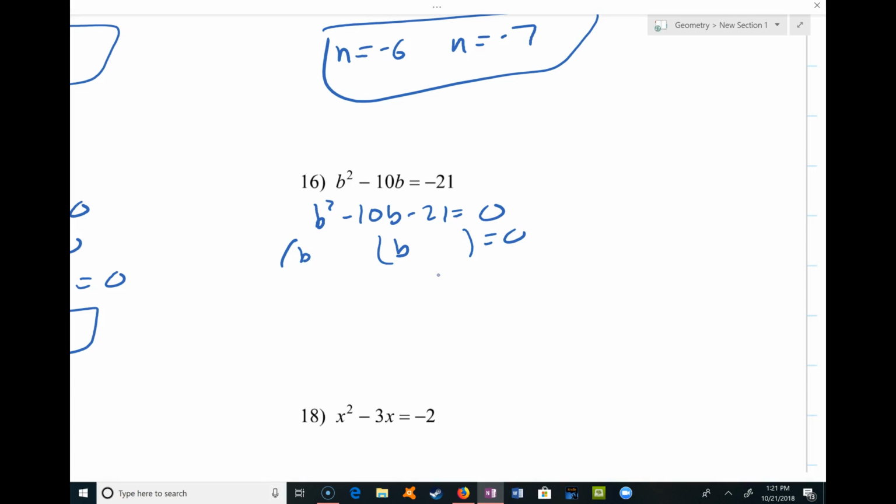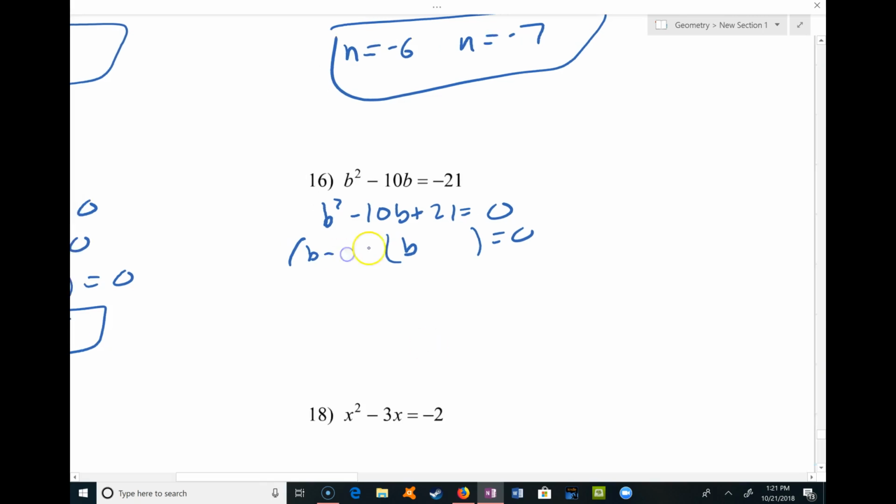Oh, I don't think we have that. Let's see. Yeah, 7 and 3 would give me 4. Oh, that's supposed to be a plus. Yeah, silly. Okay, good. So once again, we're looking for factors of 21 that add to 10. So that'd be a -7 and a -3. And that means b is equal to 7 and b is equal to 3.